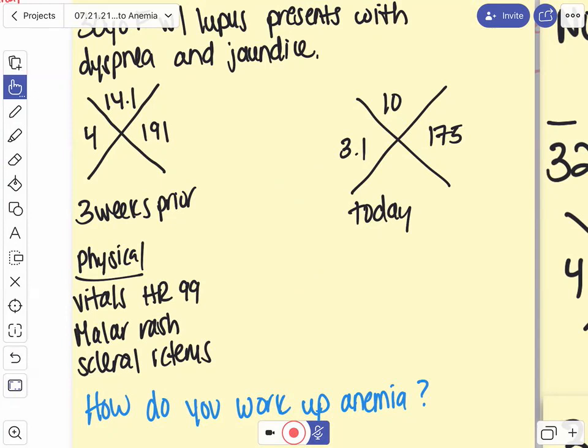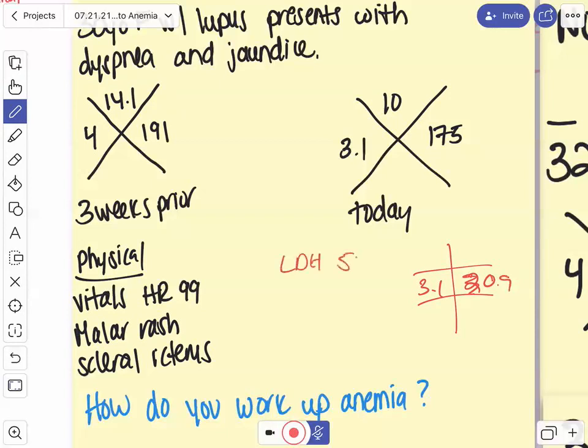All right. So let's go with table 2. What studies are you guys going to order to work up this patient's anemia? Great. So we're going to do our same hemolysis workup because she has some scleral icterus. We're worried about that. And so what if I told you that her total bilirubin is 3.1, her direct will be 0.9, her LDH is 500, her haptoglobin is undetectable.